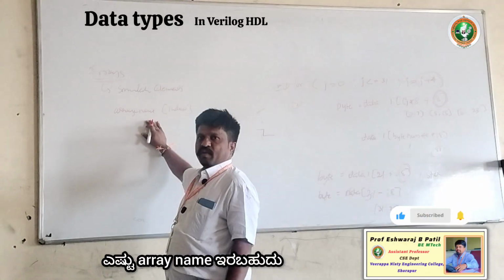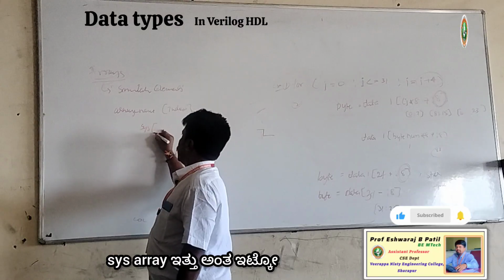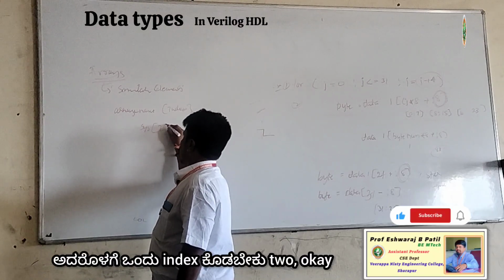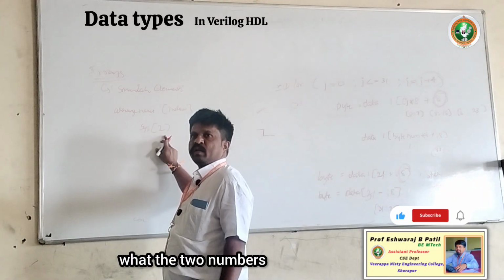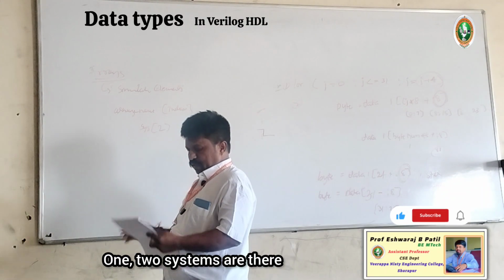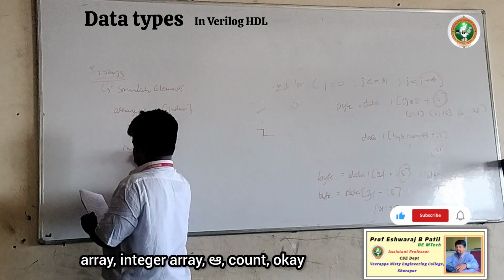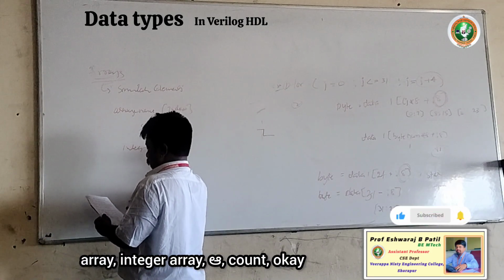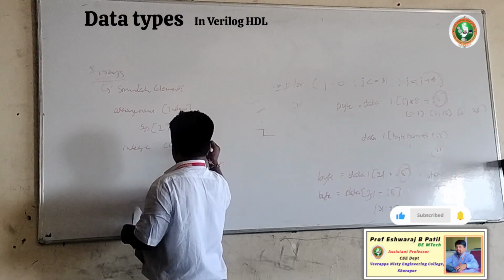There can be any array name, for example, an array for systems, and inside it you have to give an index, 2. The array name, sys, has an index of 2 numbers. How many systems are there? 1, 2, two systems are there. Like this, if I use the integer type, integer array count, count of 0 to 3.